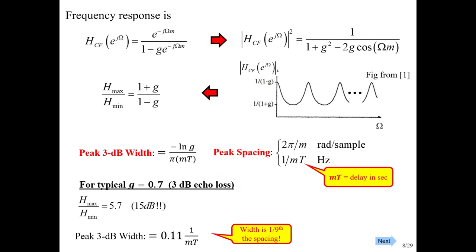But even more important, if we look at this value, we plug in the values for that, we get that it's 0.11 times 1 over mT. So remember, 1 over mT is the spacing. So the width is just 1/9 the spacing. So these are going to be very evident ups and downs, and you would be able to hear those for the kinds of m's we would need to achieve the echo density. So that's the problem.